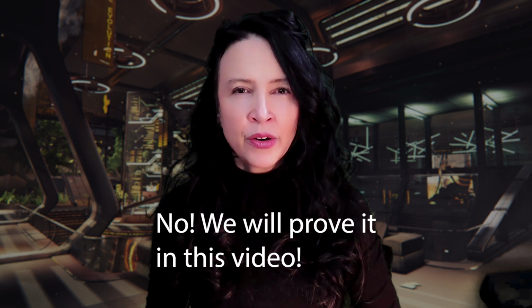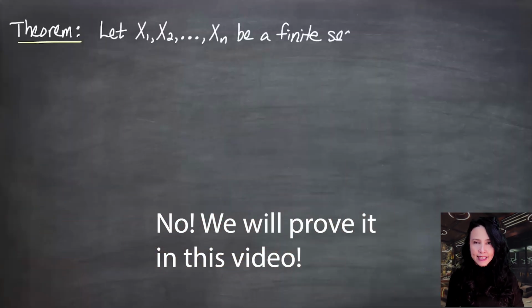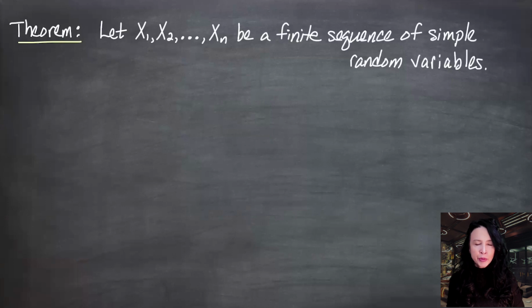Okay, so as a final thing today, I just want to state the higher dimensional version of the theorem I already stated without proof today. We are going to prove it at the beginning of the next video. Suppose that capital X1 through capital Xn is a finite sequence of simple random variables.